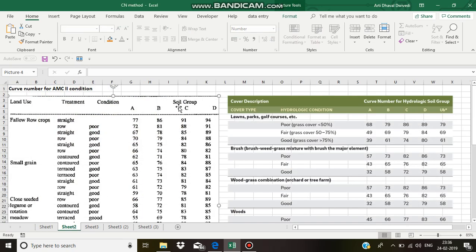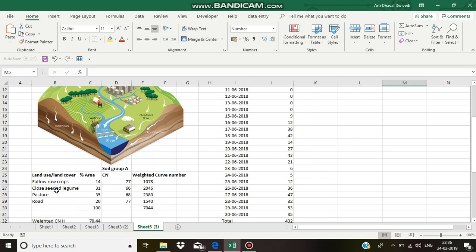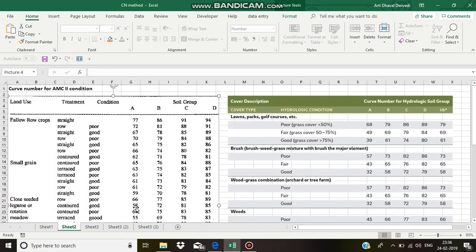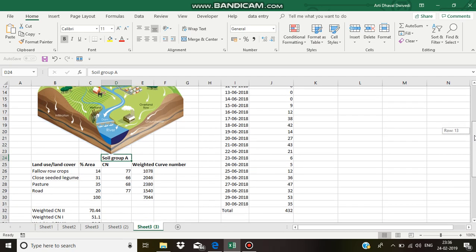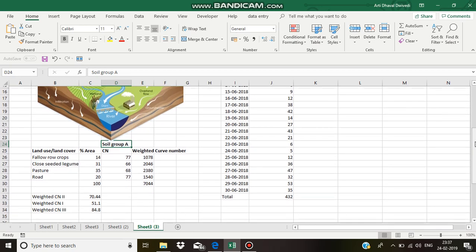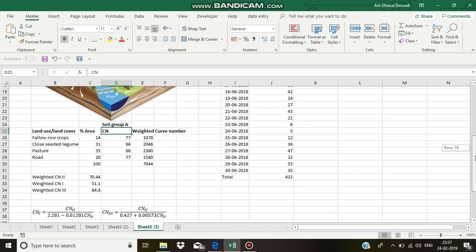Fallow row crops for hydrologic soil group A, the value of curve number is 77. For close seeded legume, the value is 66. For pastures and road, the corresponding CN values were obtained from the table. Now the hydrologic soil group is A. These values of curve number are for average conditions, so these are CN2 values.